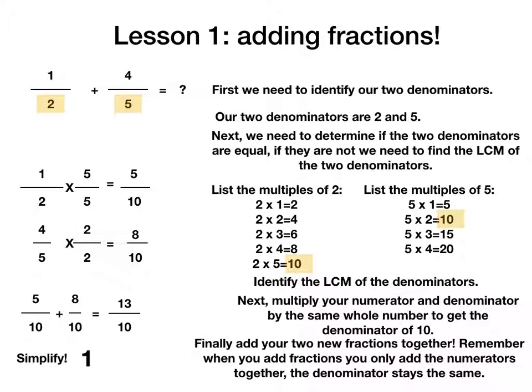Now we have to figure out how much more do we have? What is our remainder? So you do 13 minus 10, and that gives you a remainder of 3, and your denominator again stays the same. It's 1 3/10. That is your final answer to 1/2 plus 4/5. 1/2 plus 4/5 equals 1 3/10.